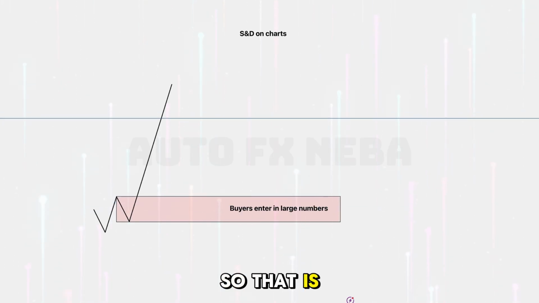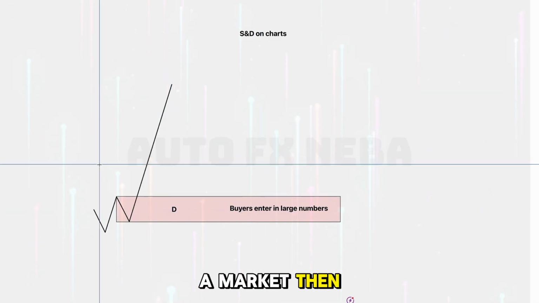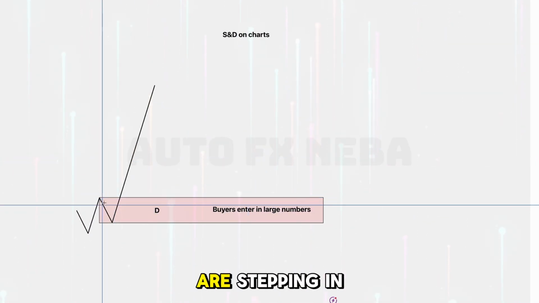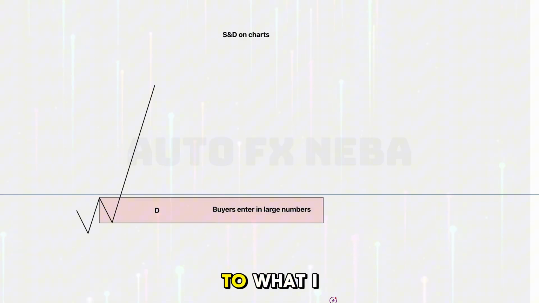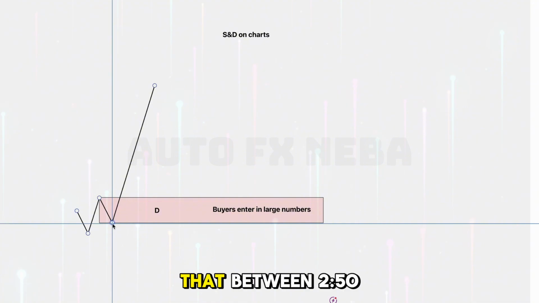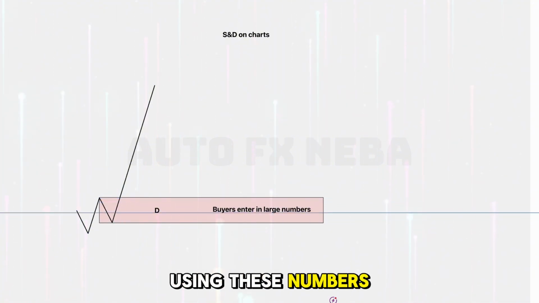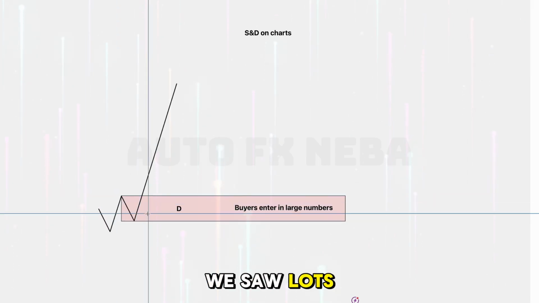So that is then classified as demand. So how we use this in a market then is if we understand where buyers are stepping in massive numbers. Take it back to what I said about it being a price range rather than just a rectangle you've drawn on the chart. It tells us that between 250 and 260 in this example, using these numbers over on the right, we saw lots of buying come in.